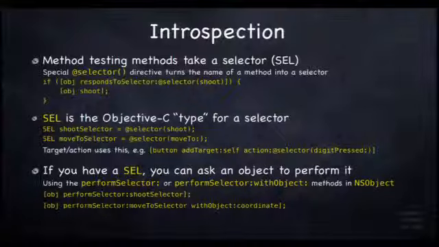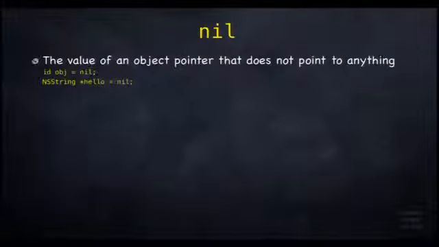If you have a selector, you can send a message to an object to tell it to perform that selector. There are two versions: one that takes one argument that's an object, which only works for limited kinds of methods, and one that takes no arguments. Just FYI, you won't need that for your assignment.